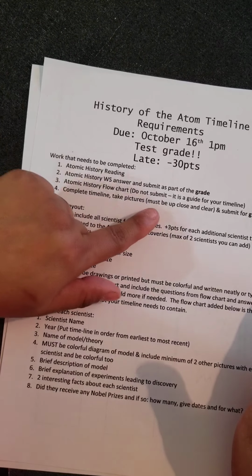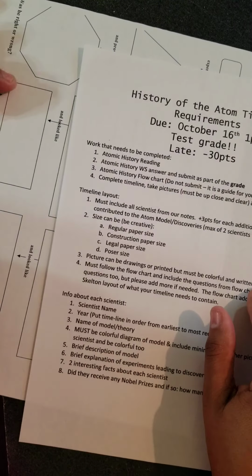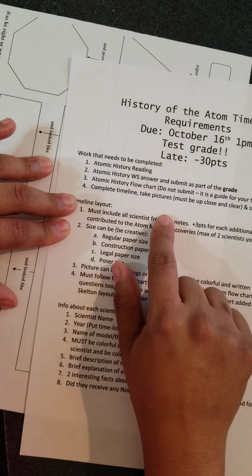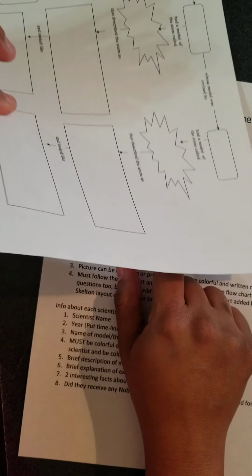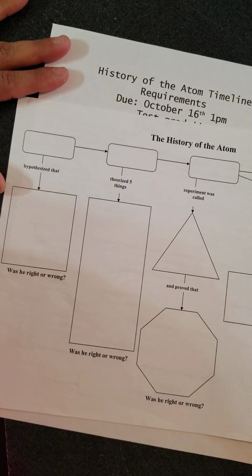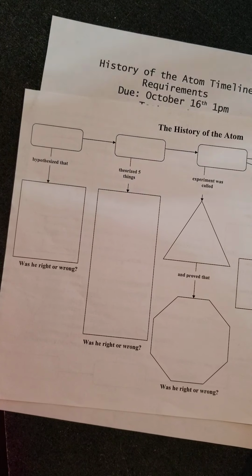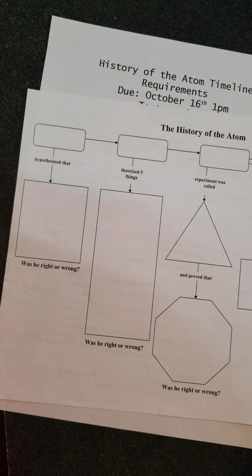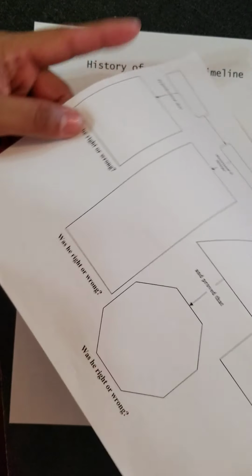Now, the flow chart. You do not need to submit this regarding your grade. It's here to help you, and you are to complete your timeline, but it must include this flow chart. So I'm going to start on this side. Here it is. So on the flow chart, I thought it was helpful to print out. If you don't want to print it out, don't print it out, because it's not part of your grade. But you are going to have to do 1, 2, 3, 4, 5, 6. It has the 6 scientists' names.